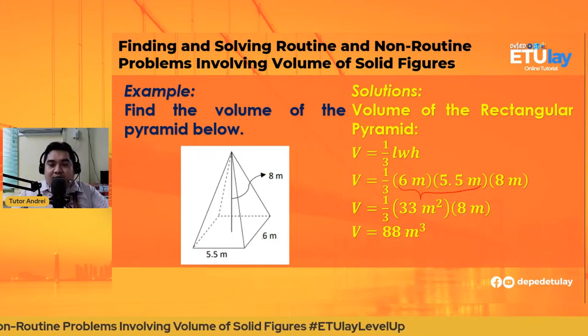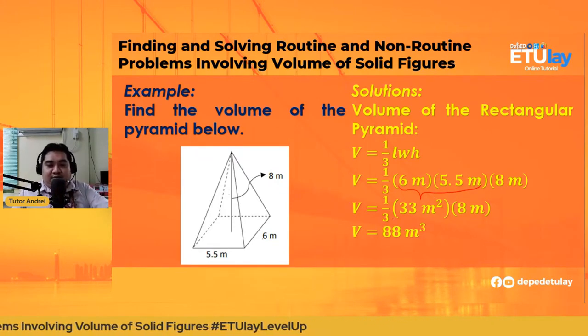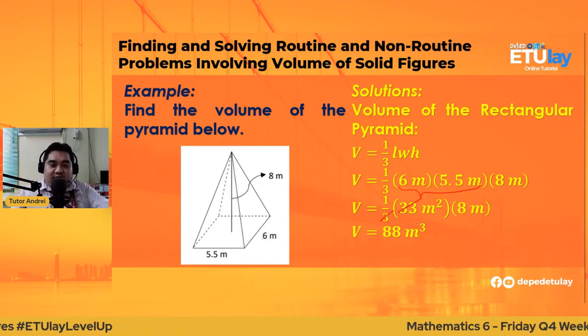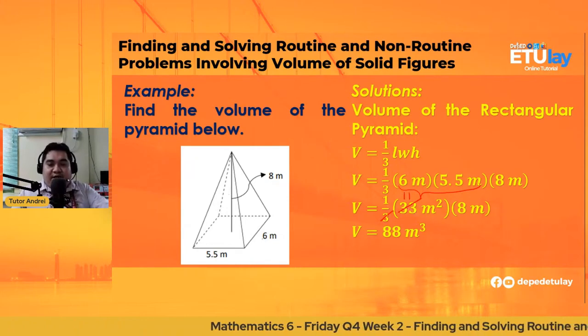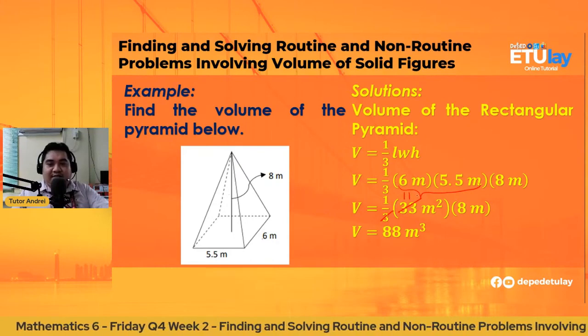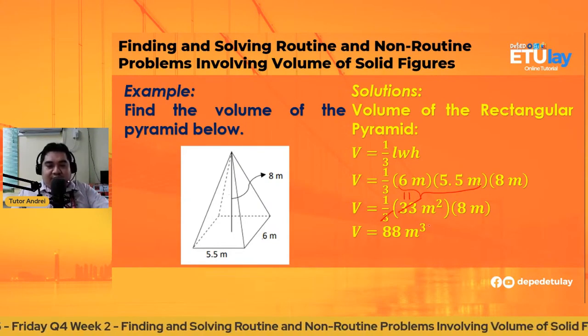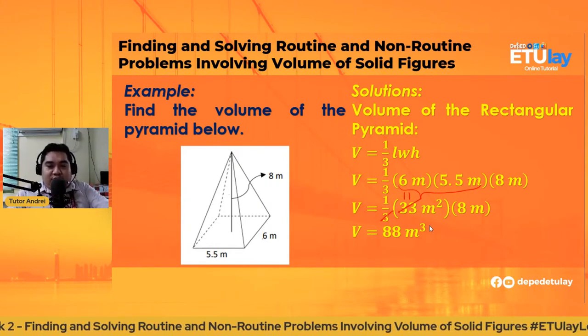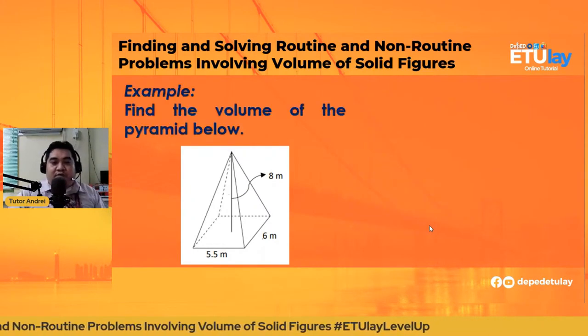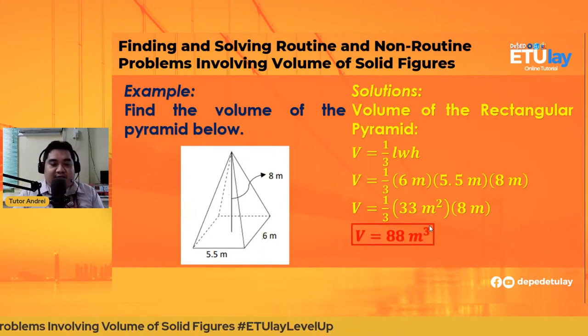So therefore, we can simplify that. Of course, we can cancel 3 and 33 since 33 is divisible by 3. So 33 divided by 3 is 11. So we now have 1 times 11 times 8. So 1 times 11 times 8, the answer is 88 cubic meters. So therefore, the volume of the rectangular pyramid is 88 cubic meters.